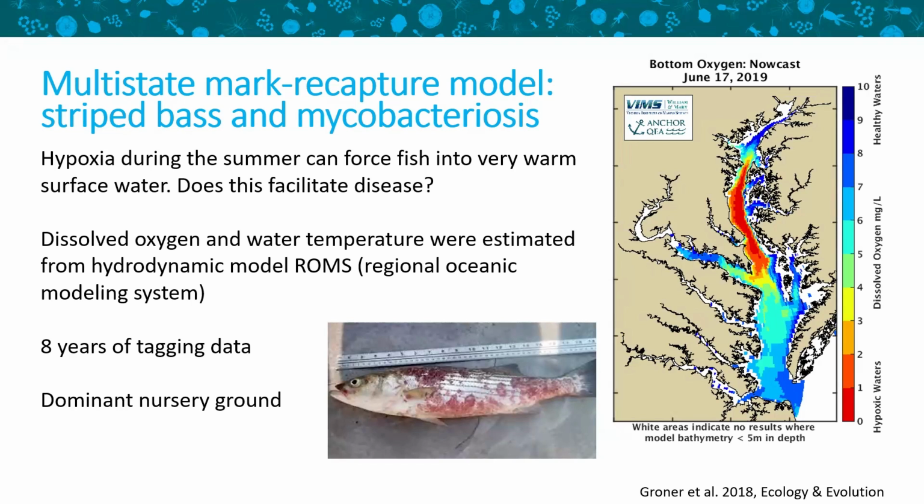This Chesapeake Bay is a really important nursery ground for striped bass. And this disease has not been here for that long, just a couple of decades. And it seems to be getting worse, and we're seeing declines in striped bass. So understanding what is driving this, why this disease is here, is really critical for management.